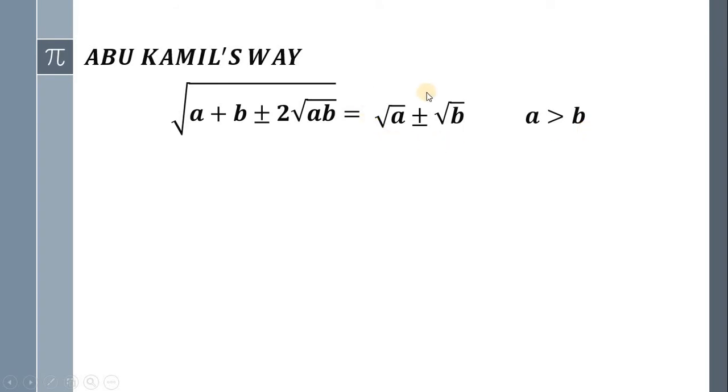Now take a look at this result. If a is less than b, square root of a minus square root of b becomes a negative number. And we know that inside the radical sign or inside the square root, we don't have any negative because square root of a negative number is an imaginary number. Therefore, this left-hand side is always positive. It follows that the right-hand side must be positive. Therefore, to make it positive, a must be greater than b.